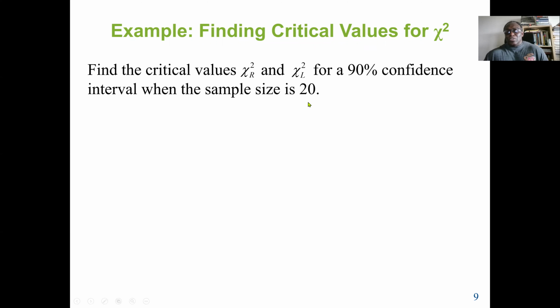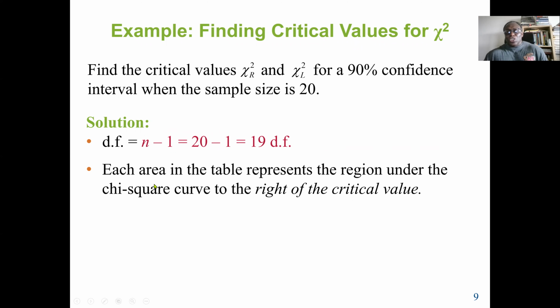So this is a very good example with the theory that we just went through. We are looking for the critical value for both left and right chi-square, and our confidence interval is 90%. The sample size is given to us to be 20. So first we can find the degree of freedom, which will be n minus 1. The sample size is 20 minus 1, that gives us 19.